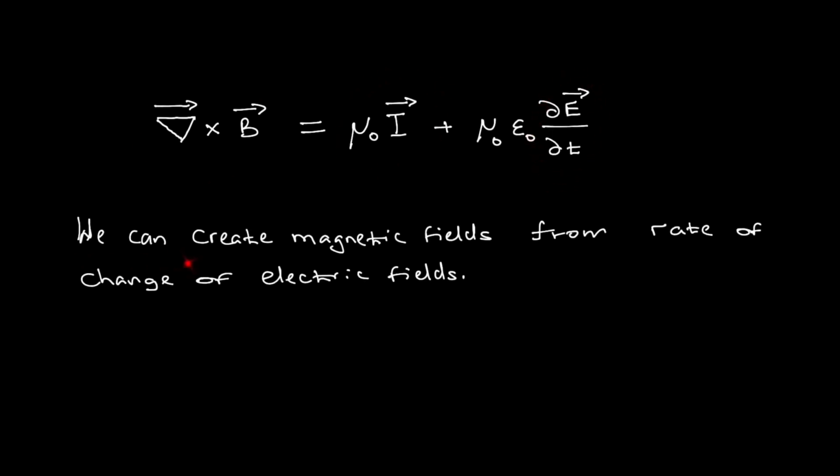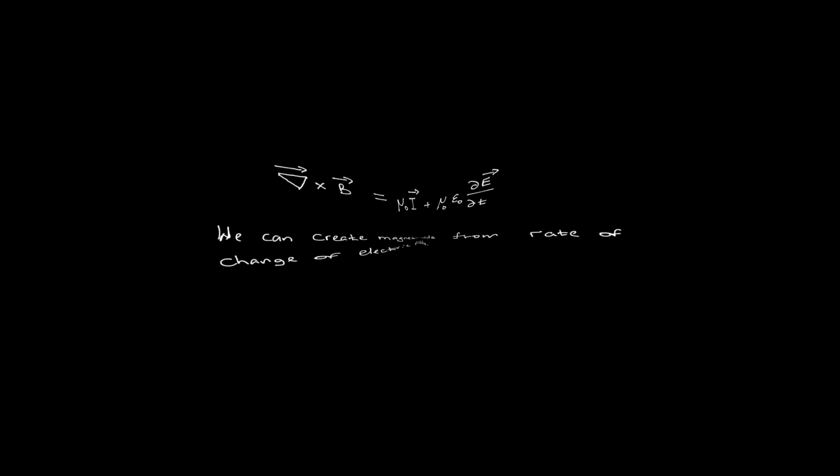The fourth equation is saying that we can create magnetic field from the current and changing electric field. We can create magnetic field from the rate of change of electric field. That's electric field over time.